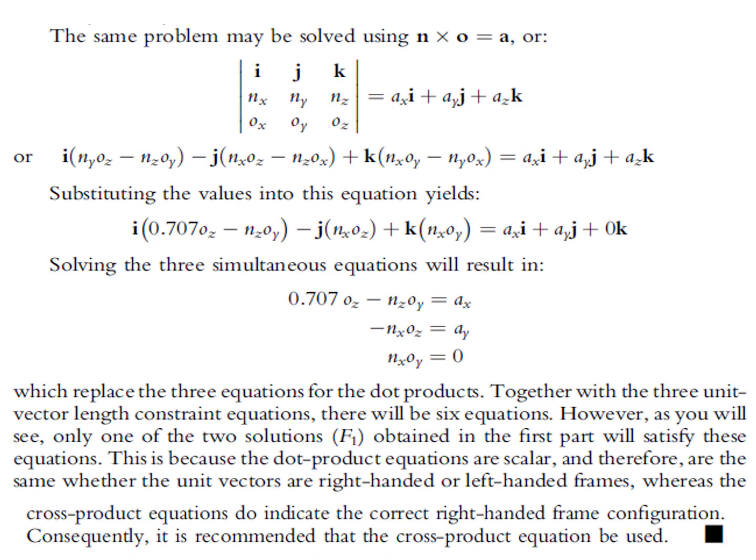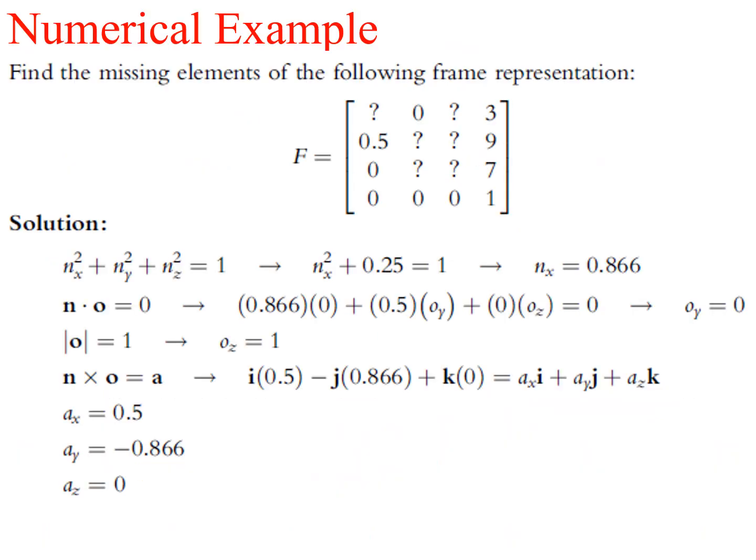Another point is the same problem can be solved in another way, because since the axes are orthogonal to each other, n cross o is equal to a. So how to do that? This is the n values, and these are the o values. So we can get this vector, then just multiply and substitute the values. Then from that you will get some equations, then solve them. So you can solve in the other way or in this way also. This is also one more problem. You can try.